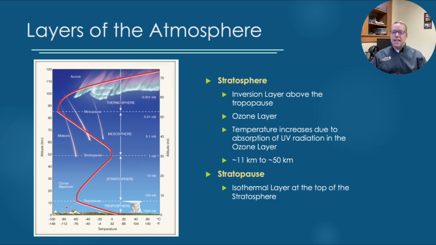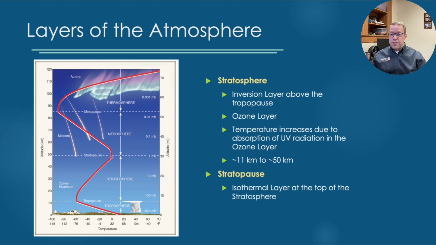It extends from about 11 kilometers in altitude up to about 50 kilometers in altitude, up to about 30 miles. Okay. By the time you get to the top of the stratosphere, your pressure is only about 1 millibar. So basically, you started off with a pressure of 1,000 millibars near the surface. Pressure is now 1 millibar up here. That means you're on top of 99.9% of the atmosphere at this point up here.